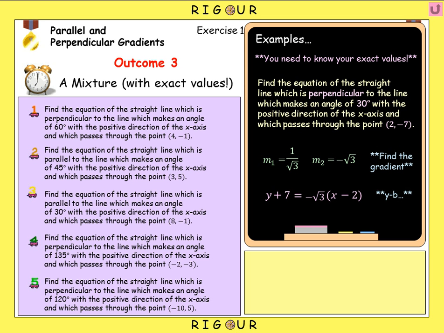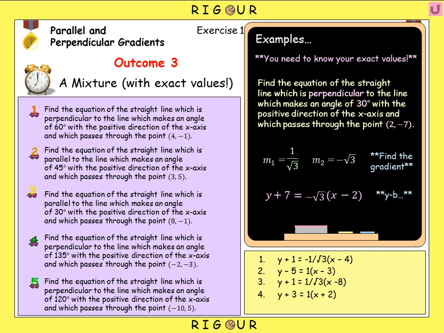So here's 5 for you to try, and if you're working on these at home, pause the video now. Okay, you've unpaused the video, let's go over the answers. So y plus 1 equals minus 1 over root 3 x minus 4. y minus 5 equals 1 bracket x minus 3. y plus 1 equals 1 over root 3 x minus 8.